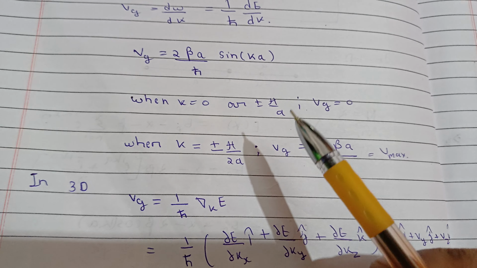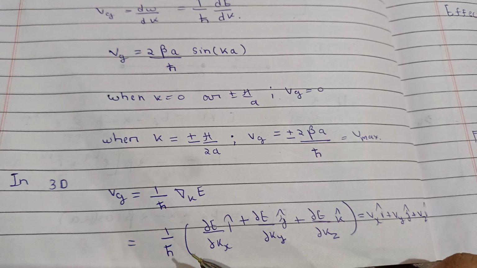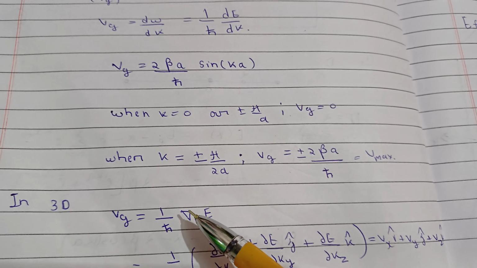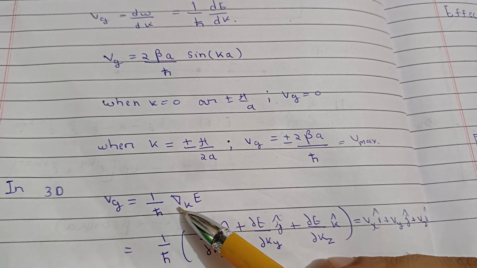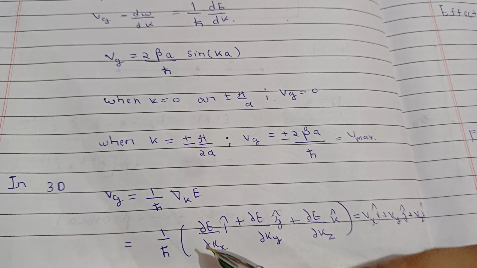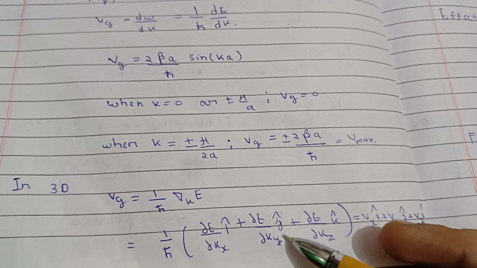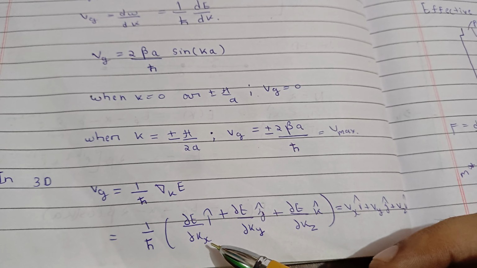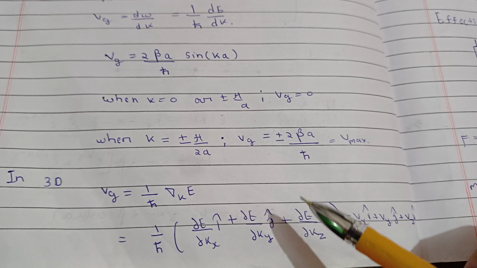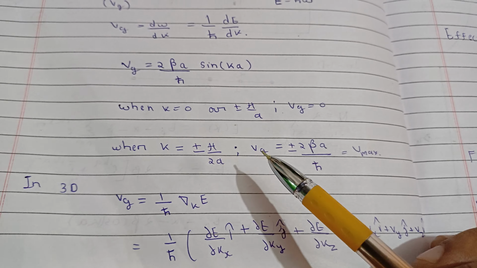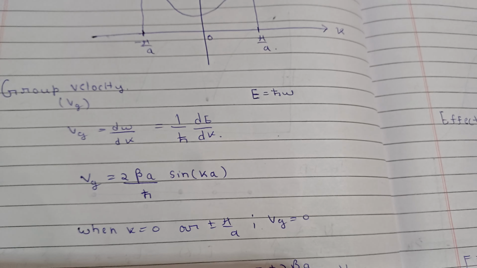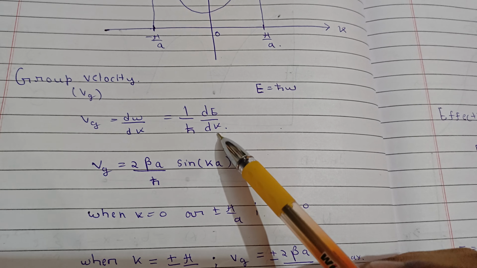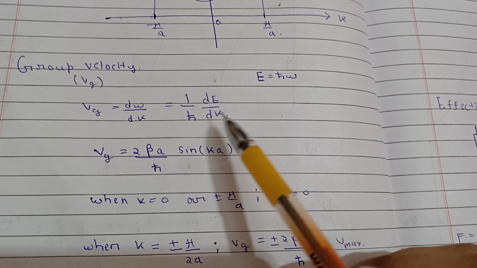Now this is in 1D. If we talk about 3D, then we can also find that, and this is nothing but del of E. So delta E by delta kx, delta E by delta ky, this will give us the velocity in all the directions, and ultimately we can find the velocity in 3D. So it's just the same as we have here, 1 upon h cut dE by dk. If dE by dkx, that will give you the velocity in the direction of x, y and z.